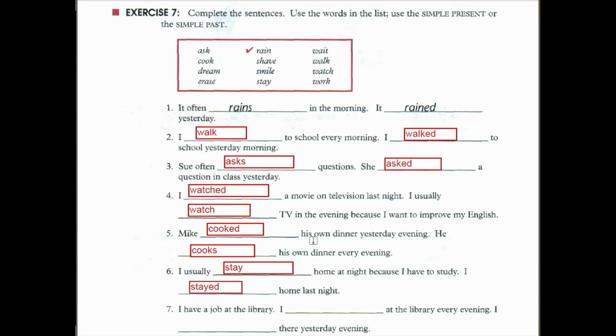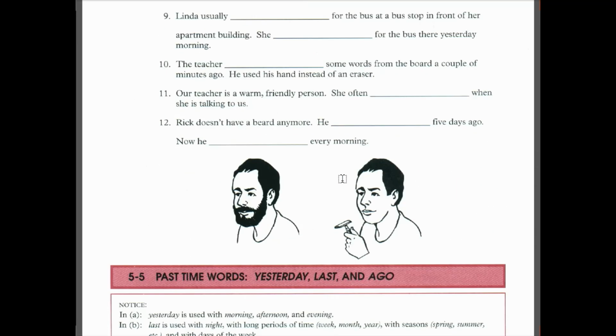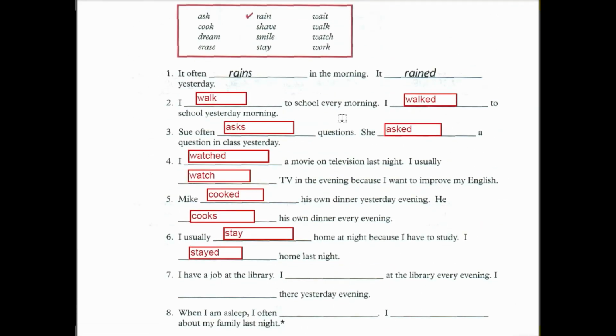I have a job at the library. Okay, so I have a job at the library. I work. I work at the library in the evening. I work there. There is a day. When I'm asleep, I often dream. I dream about my family last night.